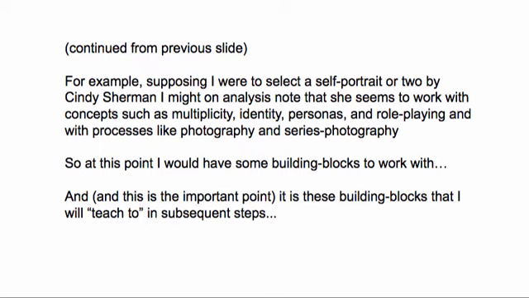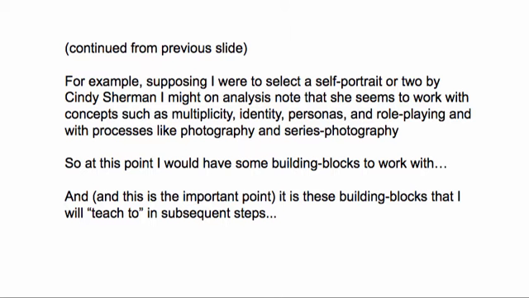So for example, if I were to select a self-portrait or two by Cindy Sherman, I might on analysis note that she seems to work with concepts of multiplicity, identity, personas, role-playing. Those are concepts, and then with processes like photography and series photography in particular. So at this point I would have some building blocks to work with.